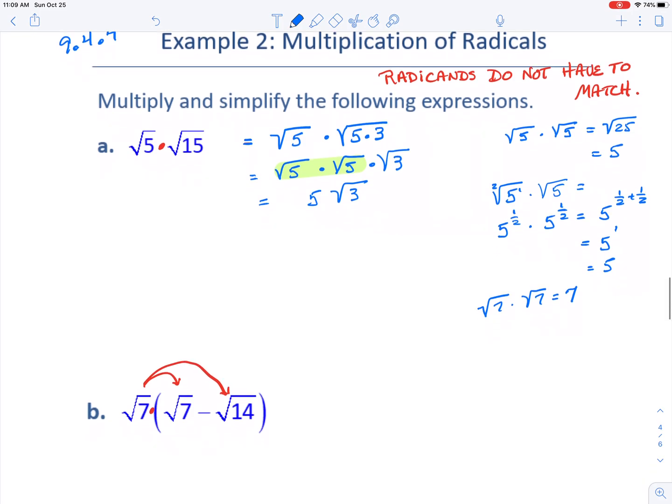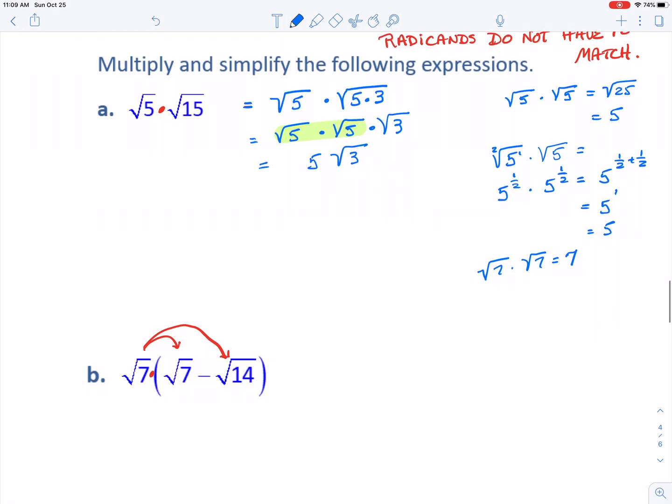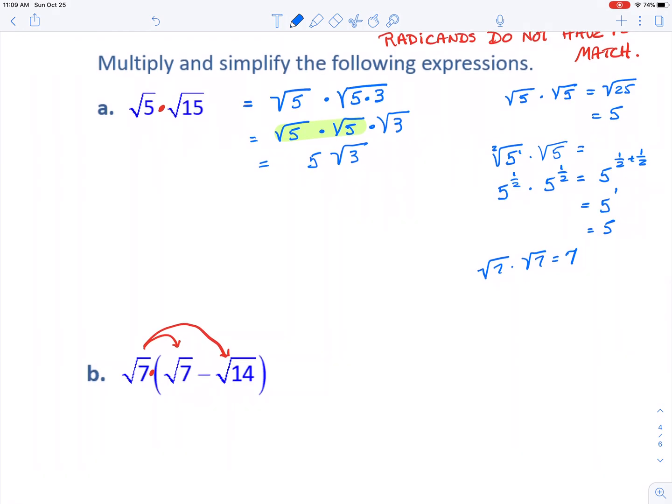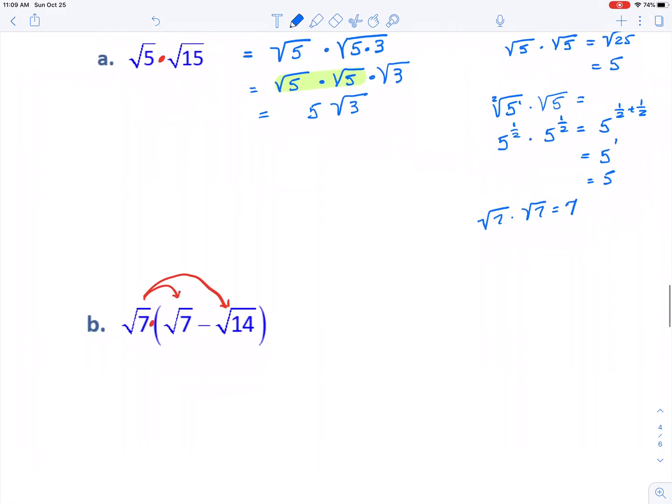Okay, so that's our final answer on the part A there. Let's scroll down a little bit here to look at part B. Part B is a monomial out in front of a binomial, and we're going to use the distributive property here. So the first step is going to be the square root of 7 times the square root of 7. Then there's a minus, and then the square root of 7 times the square root of 14.